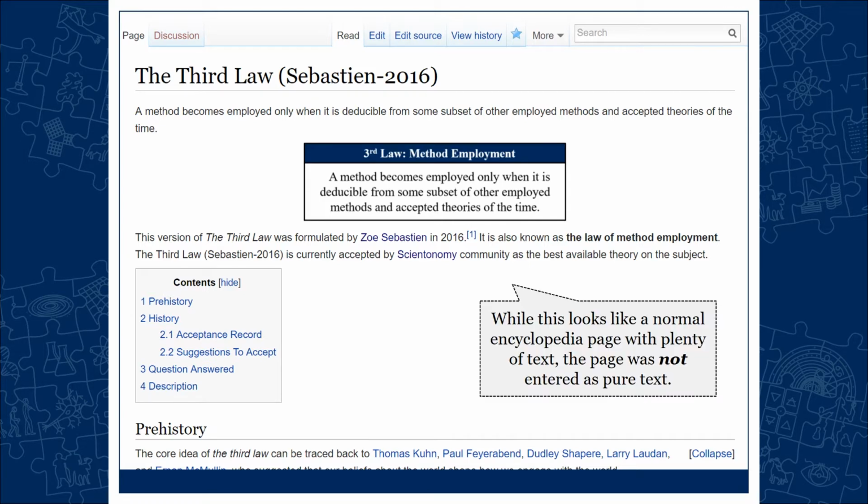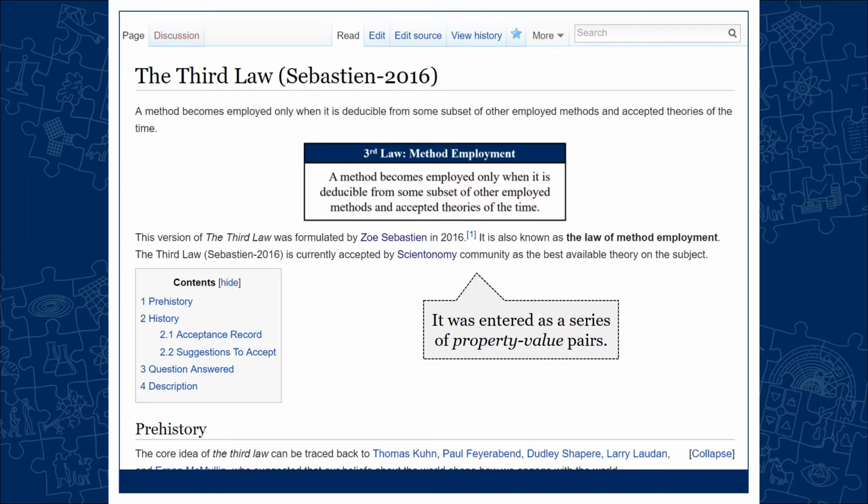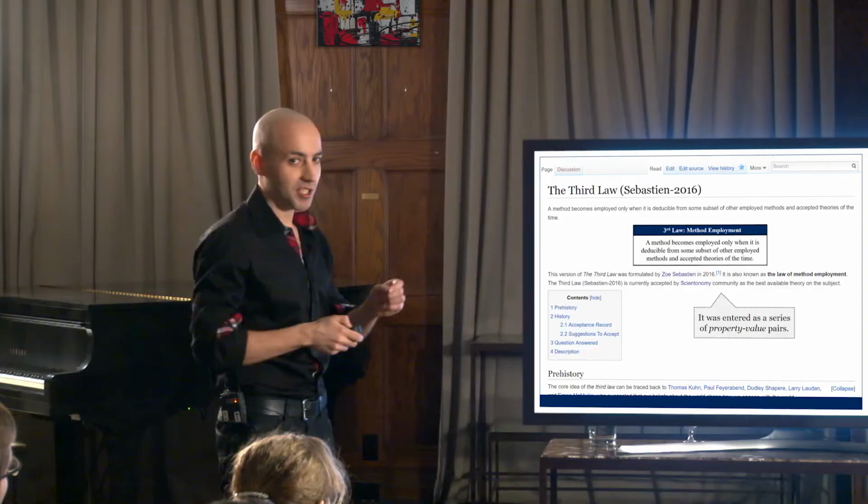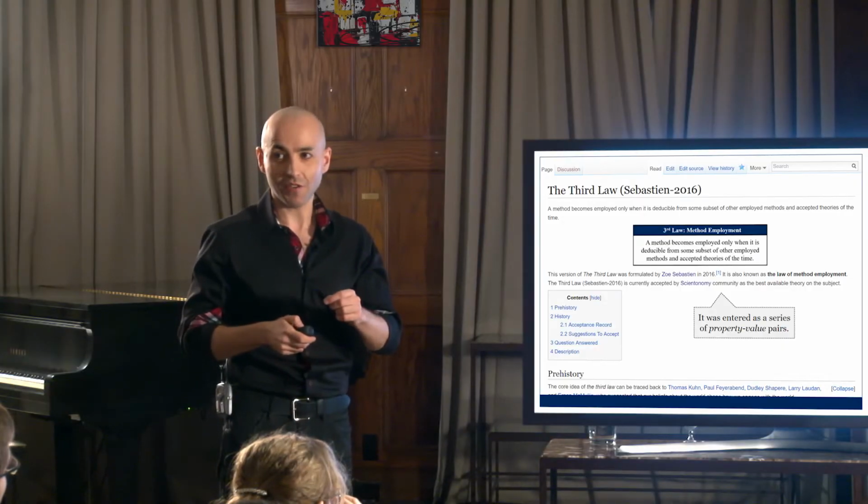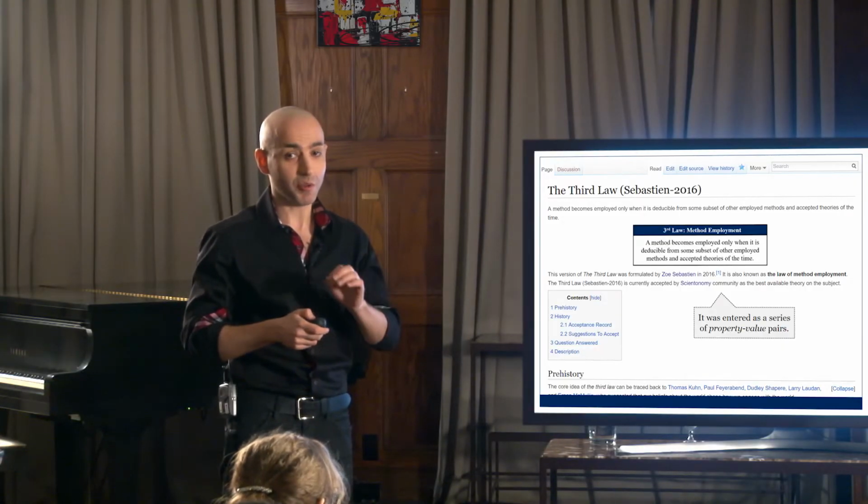Now, this may look like a normal wiki page that contains a lot of text, but if you look behind the curtains, what you're actually going to see is not text. It was entered as a series of property-value pairs. And this is the interesting part. This is what separates this encyclopedia from many other encyclopedias that are purely textual.